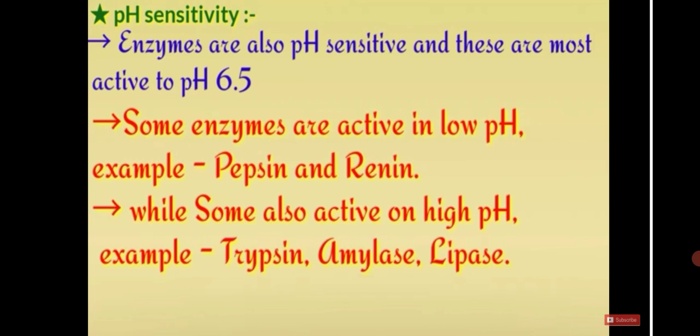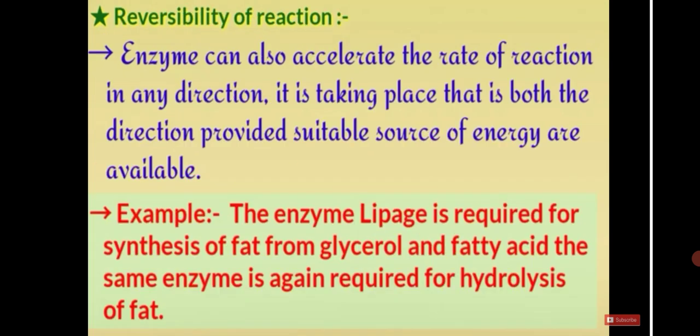In terms of the next property of the enzymes, we will discuss their pH sensitivity. Enzymes are also pH sensitive, and they are most active at a pH of 6.5. Some enzymes are active at low pH. Examples are pepsin and rennin. So pepsin can work even at pH 1, while some enzymes are also active at high pH. Examples are trypsin, amylase, and lipase. Trypsin can even work at a pH of 8.